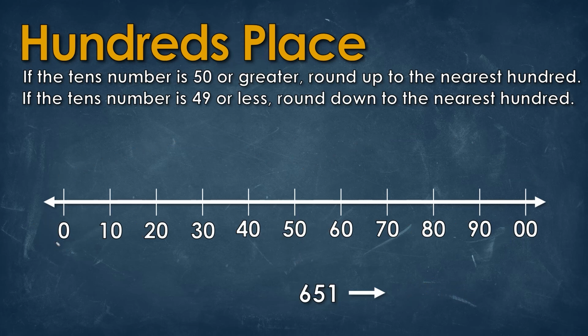Now let's take a look at the number 651. If we fill out our number line, we always start with the value of the 600s place, or the hundreds place here, on the very left. And we'll go up 100, so this will be 700 on the right.